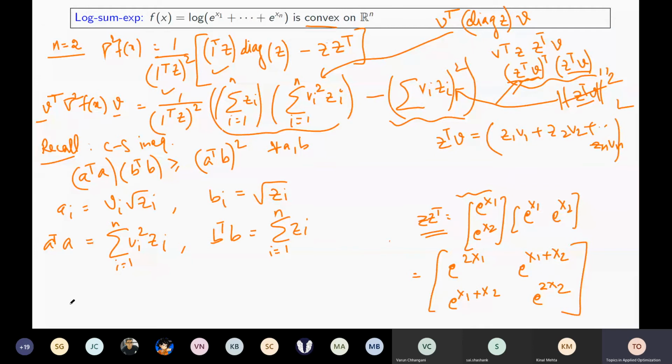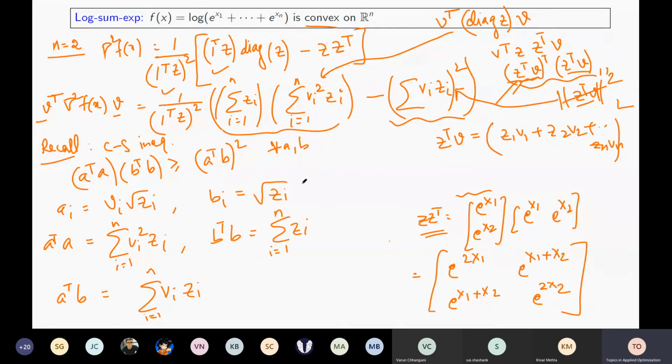And A transpose B will give you this term, which is Vi, because Zi square root will become Zi. So A transpose V will be the sum of this. It's not the square, but just A transpose B is this. And then we have to take the square. So this is the squared form that we need. So this is indeed in the form with this choice of A and B.